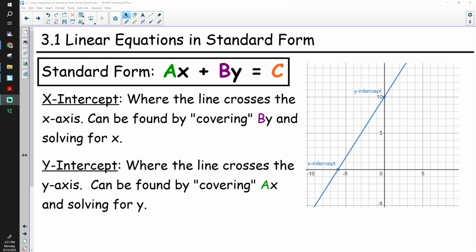This is standard form. Ax plus by equals c. It always has an x. It always has a y. A, b, and c are just going to be any old number. Could be positive, could be negative. All together, it makes a straight line.